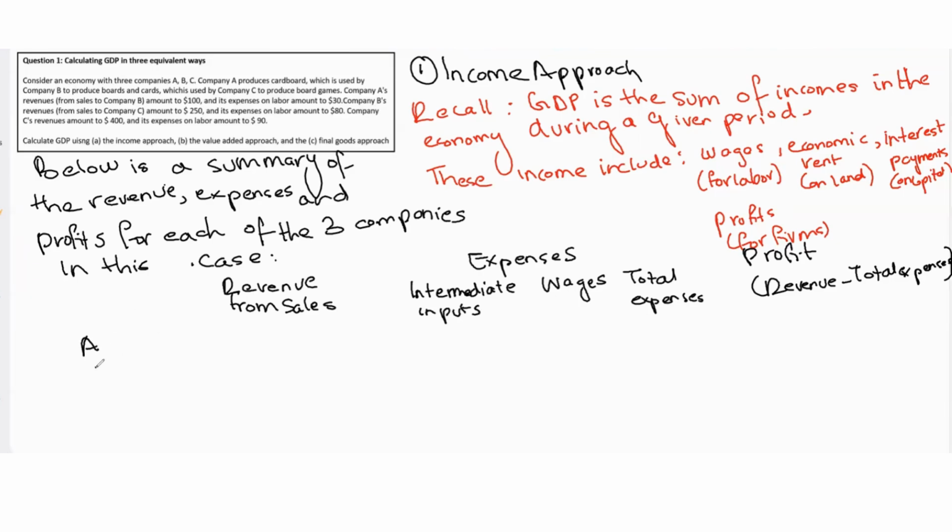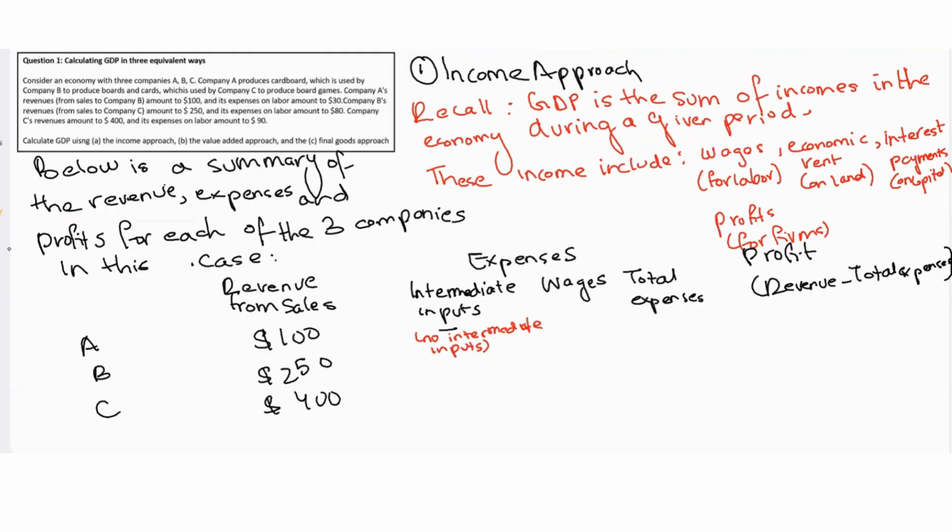We're going to do this for company A, company B, and company C. For company A, we're told that the revenue of its sales is $100. For company B, we're told its revenue is $250. For company C, we're told its revenue is $400. Now, intermediate inputs: company A uses no intermediate inputs. It is not using any, so we'll just put a dash here.